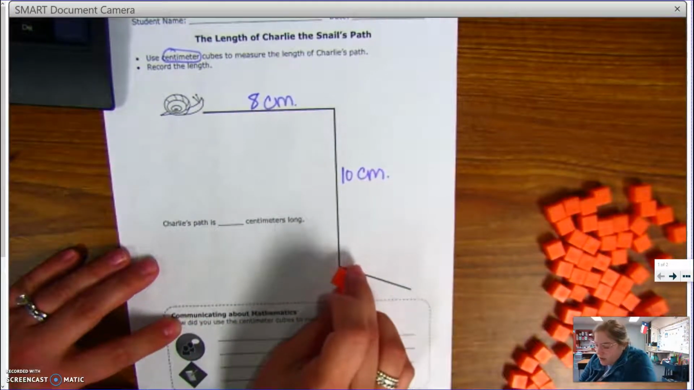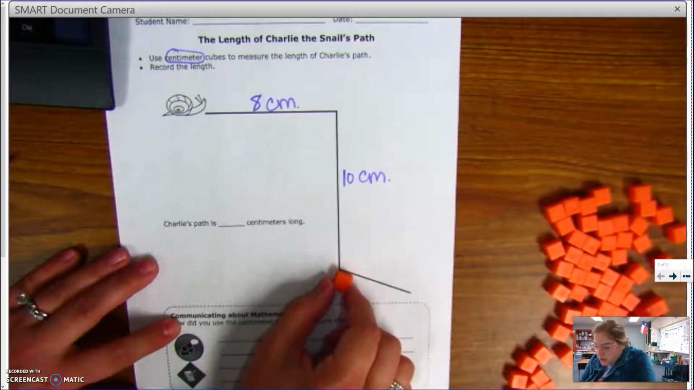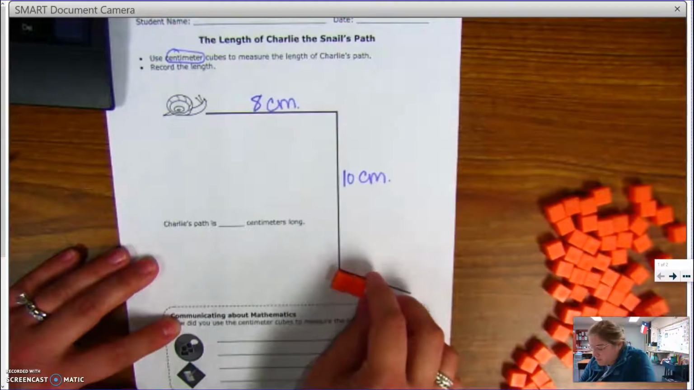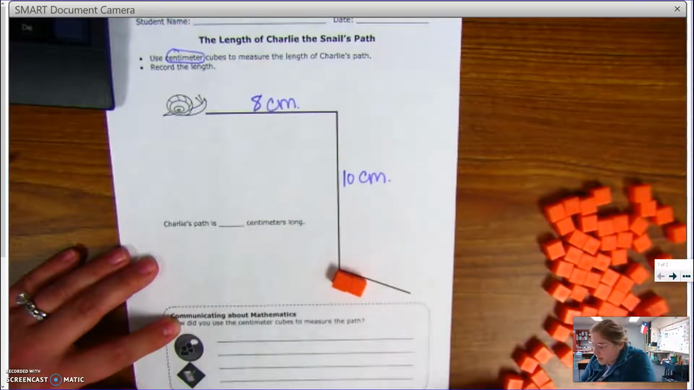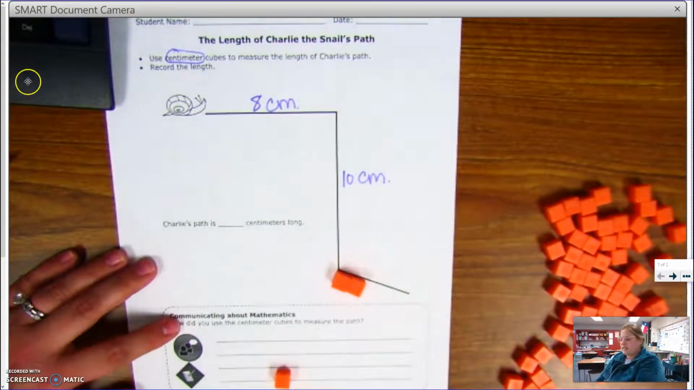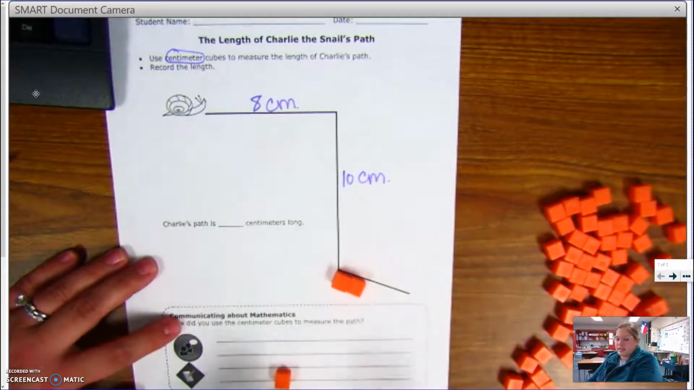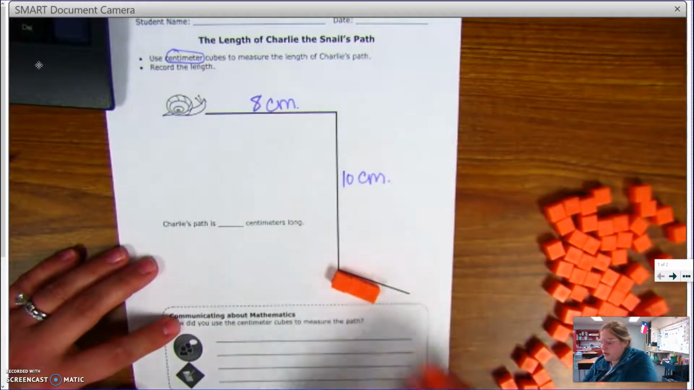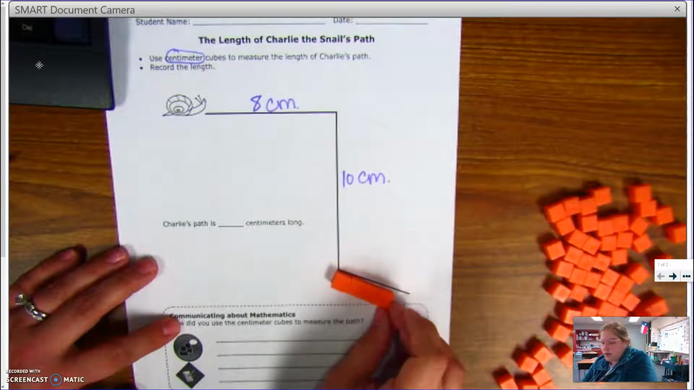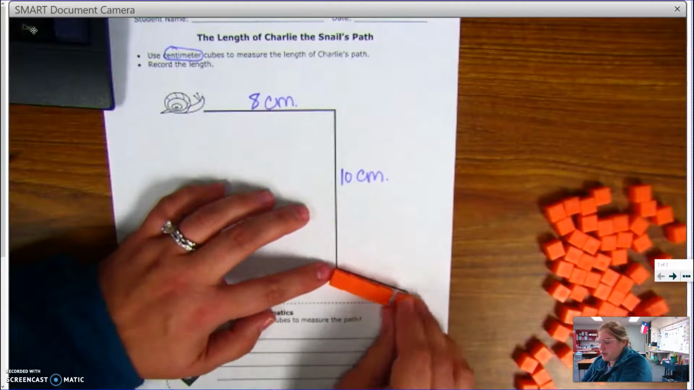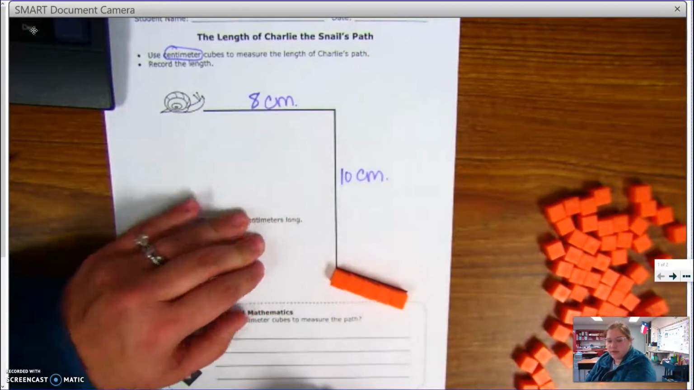So I'm going to put the end of my centimeter cube just like that. And just based on how much I've done so far, I can estimate. I can say that I think this piece of his path might be 5 centimeters. There's 3, 4, and I think I'm correct on my estimate. It's about 5 centimeters right there.